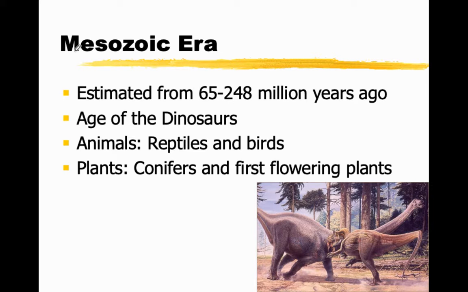So, Mesozoic. From 65 to 248 million years ago, this is the age of the dinosaurs. Animals are going to be mostly reptiles and birds, first conifers, and first flowering plants. These things are all changing. It's all based off of evidence, remember. This is the fossils that we have. So, once again, this is going to be a little shorter. Just under 200 million years is the span of this.